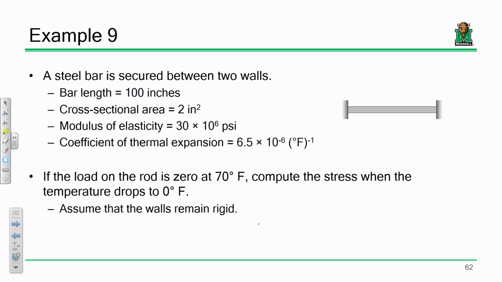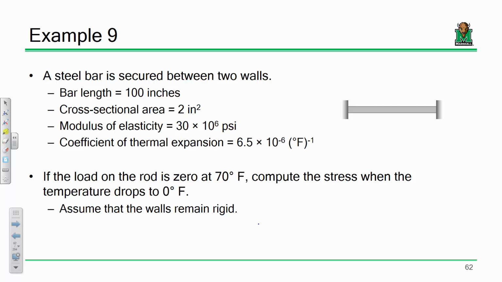We have a coefficient of thermal expansion of 6.5 times 10 to the minus 6, and that's also a very reasonable value for a coefficient of thermal expansion. So what I have here is a question. If the load on the rod is 0 at 70 degrees Fahrenheit, compute the stress when the temperature drops to 0. So in other words, there's nothing going on the bar at all, and we installed this bar between these two walls at room temperature.